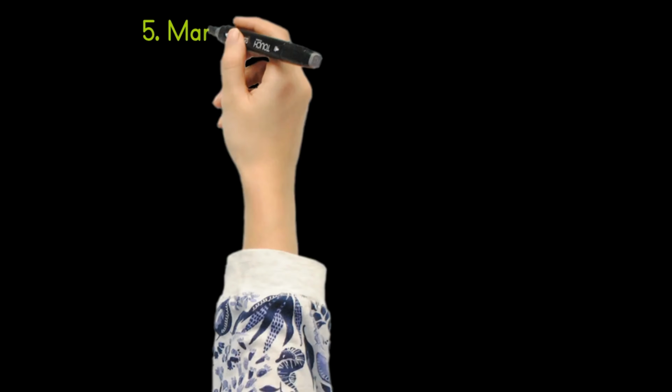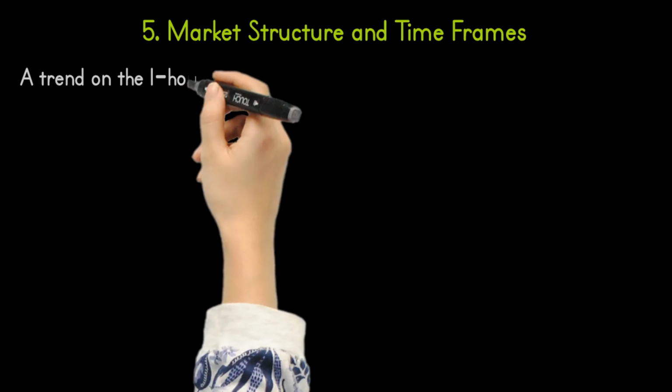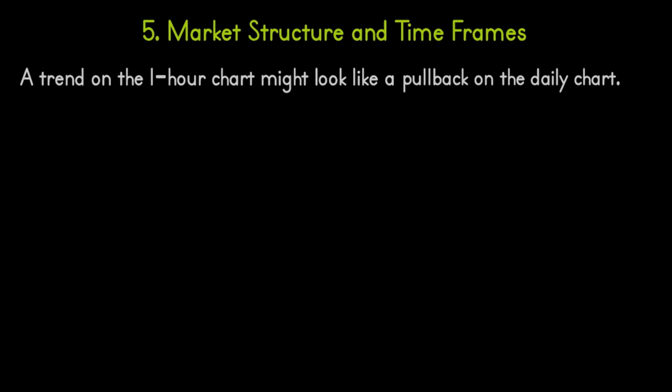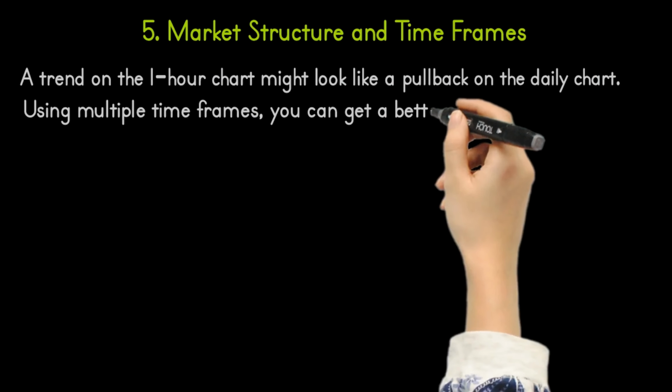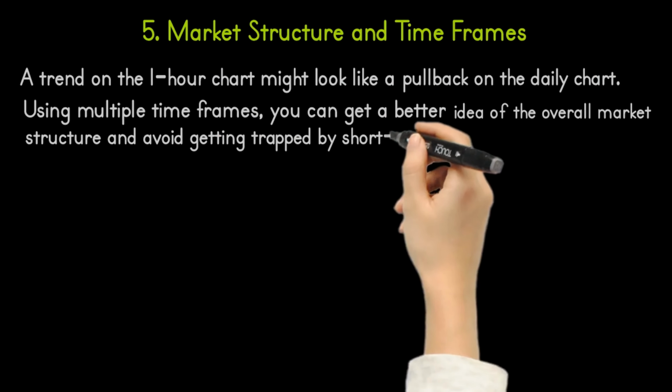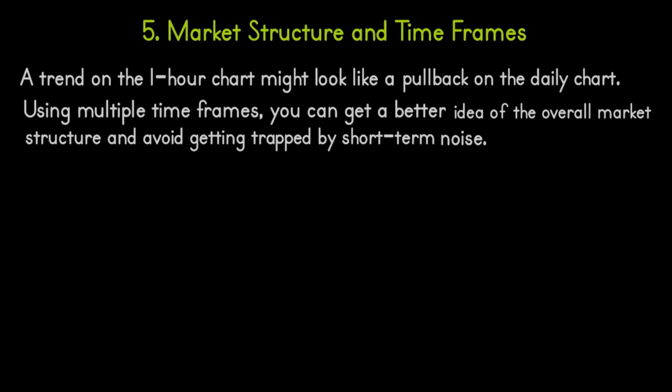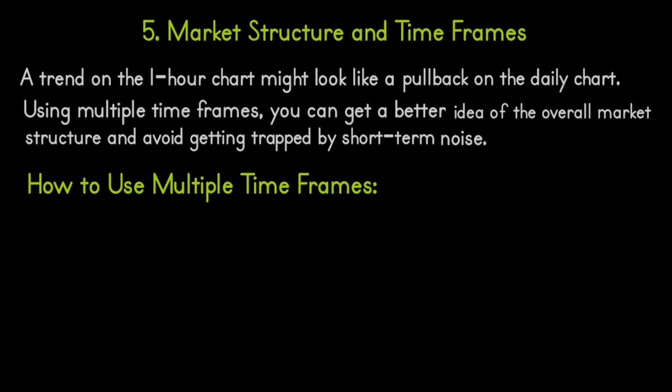5. Market structure and timeframes. Market structure looks different on various timeframes. A trend on the 1-hour chart might look like a pullback on the daily chart. This is why it's important to use multiple timeframes when analyzing market structure. By using multiple timeframes, you can get a better idea of the overall market structure and avoid getting trapped by short-term noise.